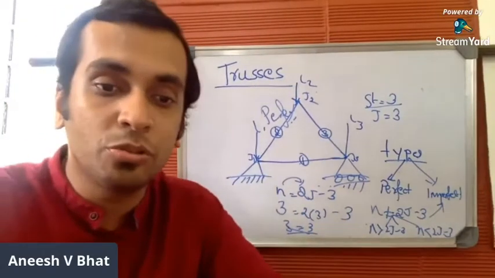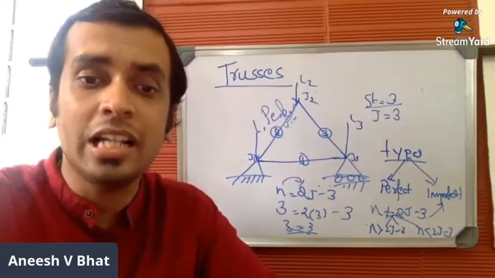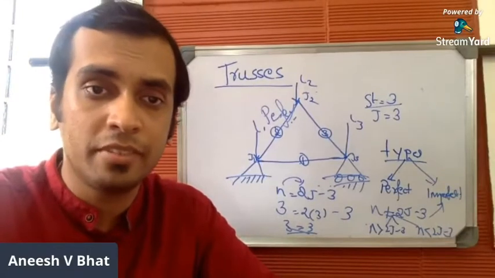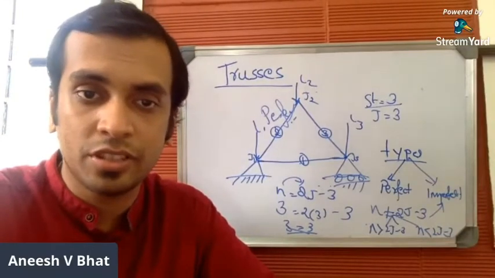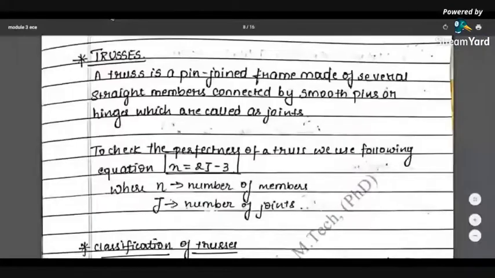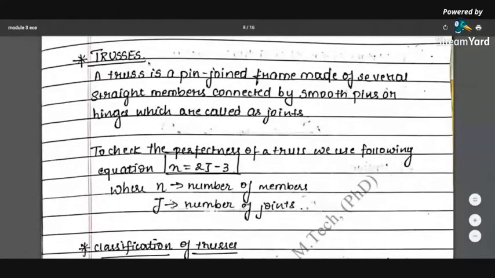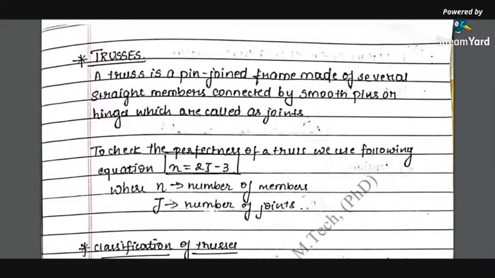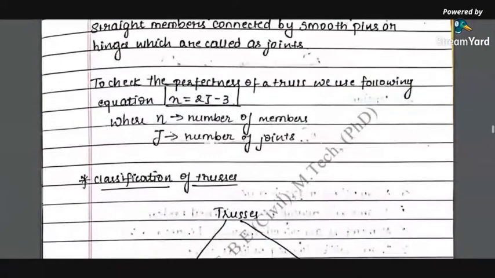So let us just go through the classification of trusses once again. Hope you can see the shared screen. This is the definition of truss. A truss is a pin jointed frame made of several straight members connected by smooth pins or hinges, which are called joints. Again, to check the perfectness of a truss, this is the equation: n is equal to 2j minus 3, where n is the number of members and j is the number of joints.